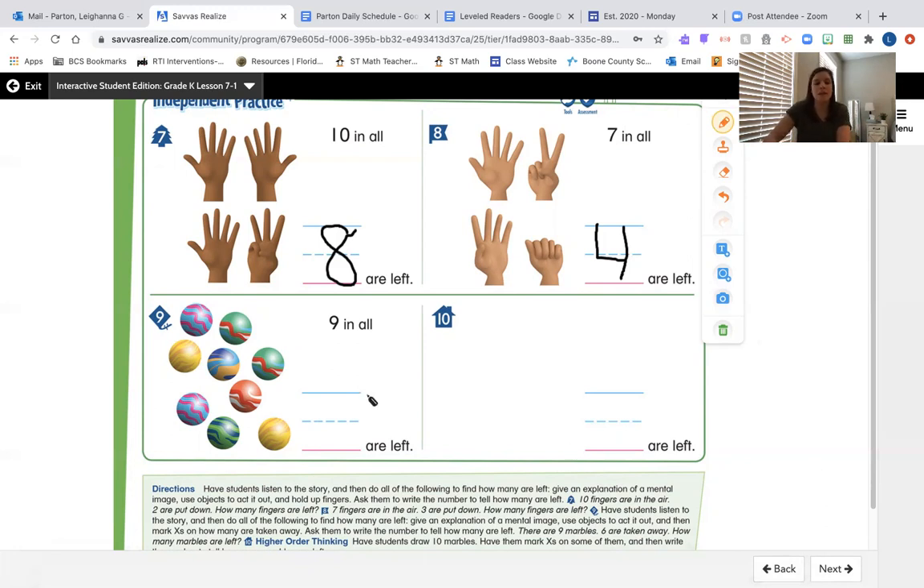Okay? Now let's look at number 9, the marbles. Number 9 tells us that there are 9 marbles.